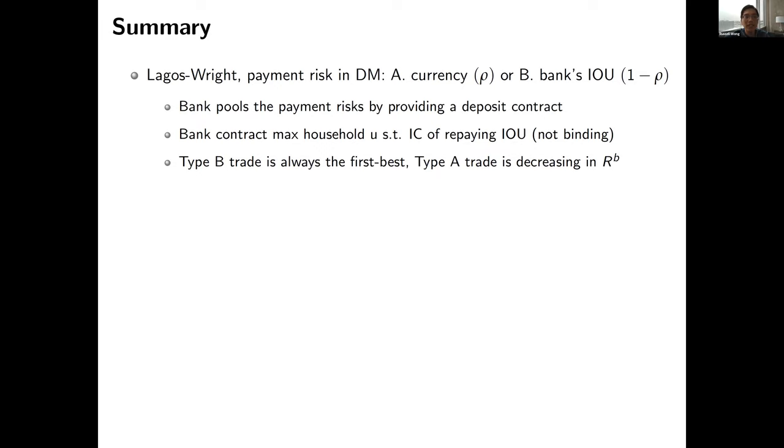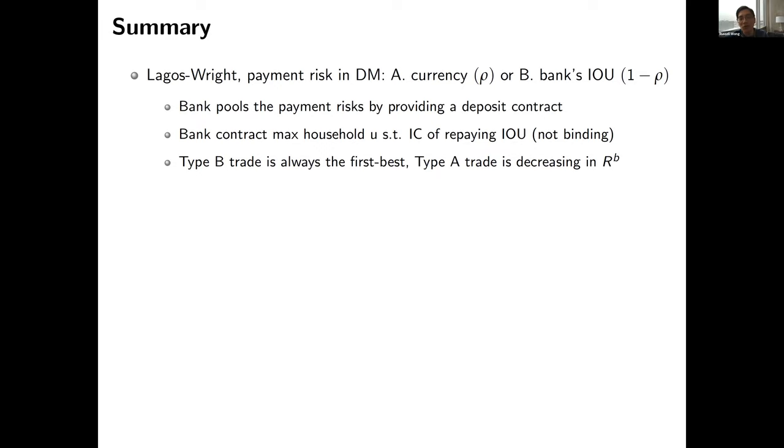Like David asked before, you can think there are a lot of banks, so they are highly competitive. Banks offer the utility-maximizing contract to households, but banks have limited commitment. So there will be an incentive constraint to pay back the IOU in the coming CM. But in the model, it's not binding. The entry cost is sufficiently high, so the charter value is high in equilibrium. You always want to pay back the IOU.